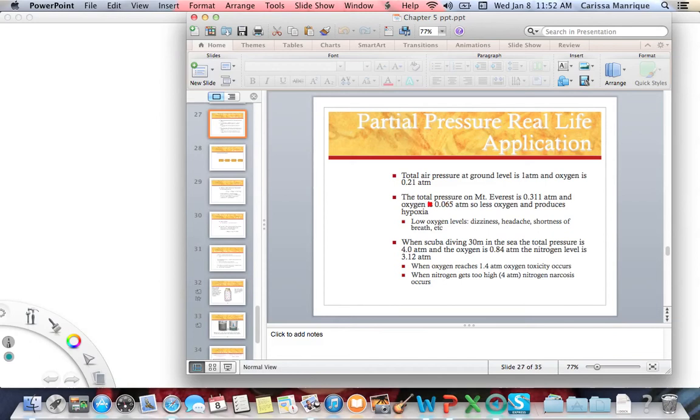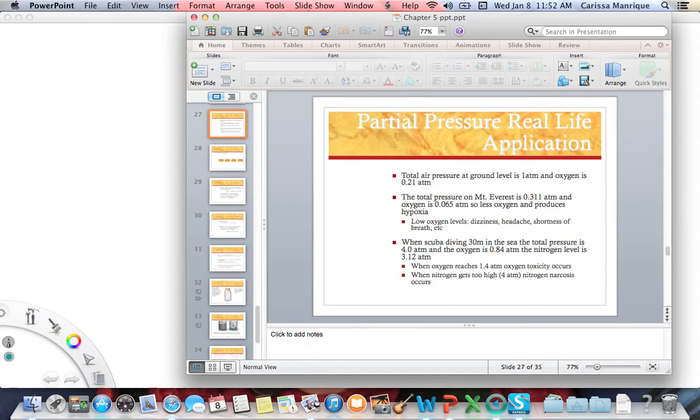So you get hypoxia. You'll get low oxygen levels, dizziness, headache, shortness of breath, etc. When you go up in the mountains and you have a hard time breathing, you might get a little dizzy. This is because the partial pressure of oxygen is a lot lower than at ground level. So you see, partial pressures are important.